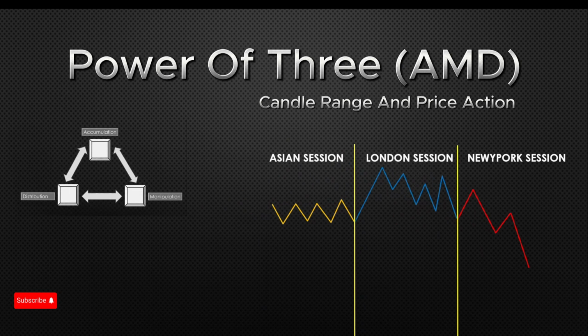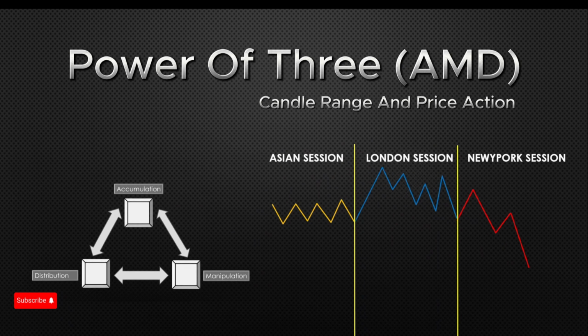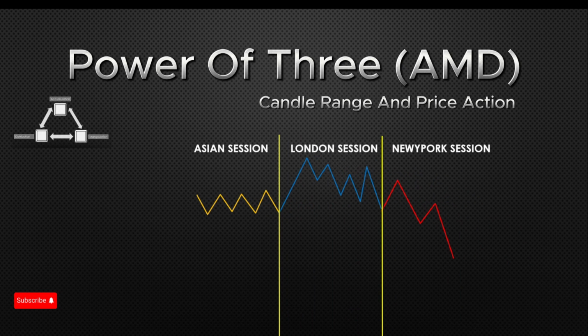As we've mentioned, the market moves in cycles, and each session, Asian, London, and New York, plays a role in this. Understanding what each session does is crucial for identifying and trading CRT patterns effectively. Asian session. Typically, the Asian session is a period of low volatility, and price tends to accumulate. This doesn't mean that manipulation or distribution can't happen, but more often than not, the market consolidates during this session.